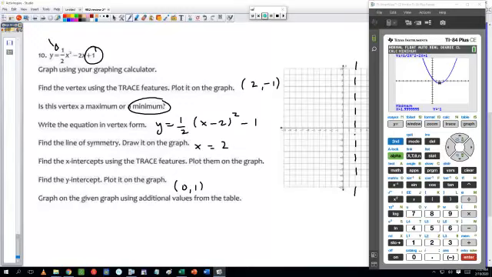And I'll use my zeros button to find the x-intercepts. Second, trace. Number 2, move your cursor to the left. Move it to the right. Repeat the process for the other one.